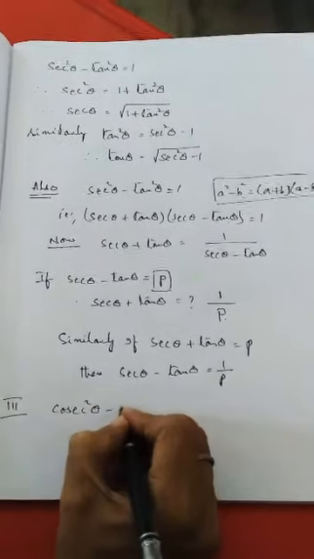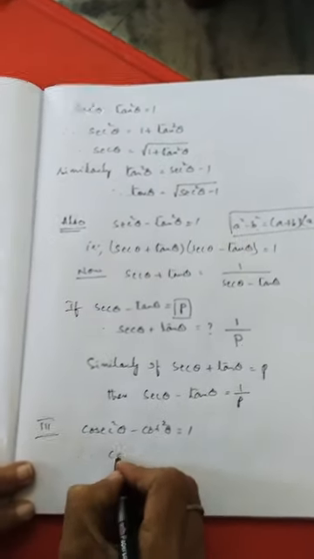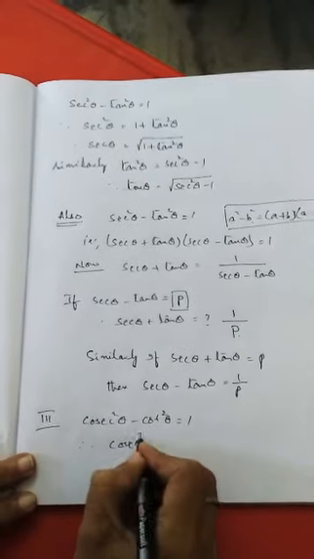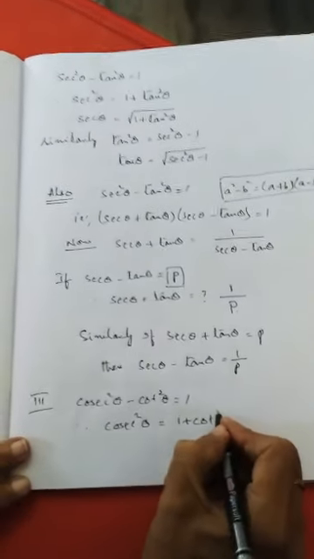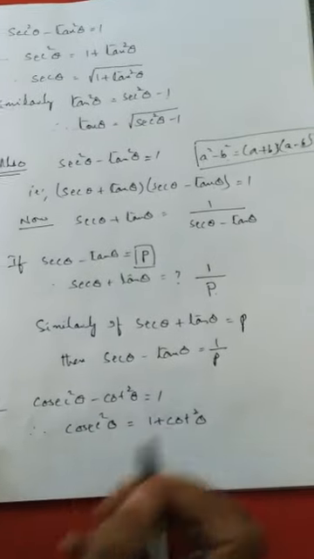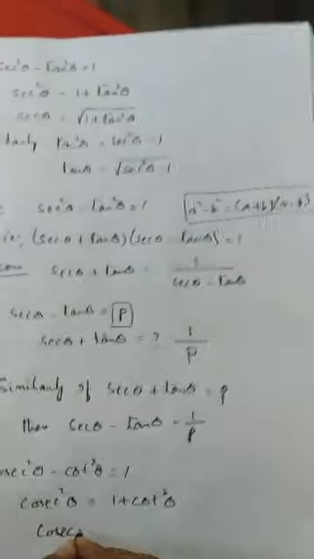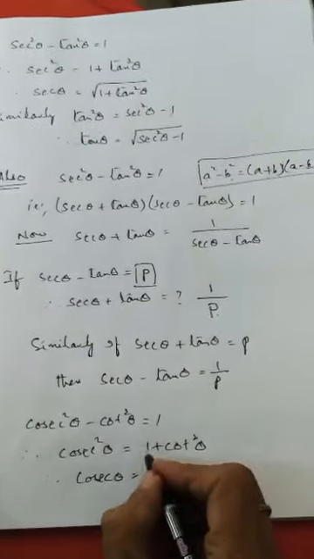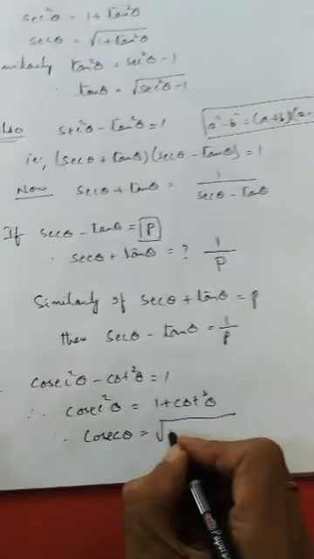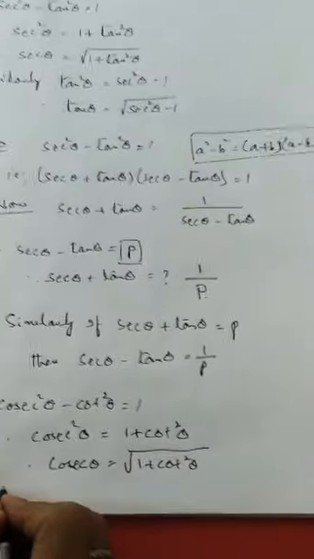Now we go to the third identity, that is cosec square theta minus cot square theta is equal to 1. Therefore, cosec square theta is equal to 1 plus cot square theta. If you bring it here, this will become plus. Therefore, cosec theta is equal to, if you take out the square here, under root of 1 plus cot square theta.